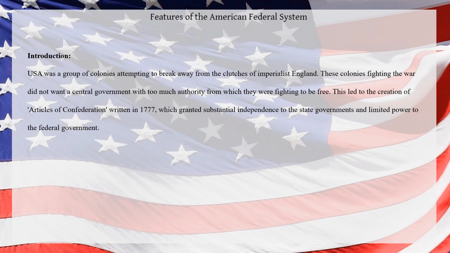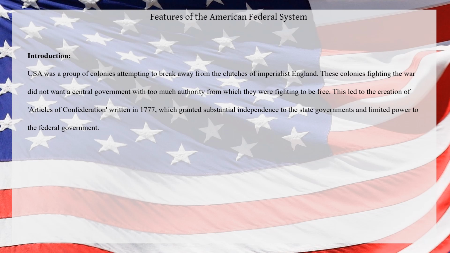Features of the American Federal System. Introduction. The USA was a group of colonies attempting to break away from the clutches of imperialist England. These colonies fighting the war did not want a central government with too much authority, from which they were fighting to be free.